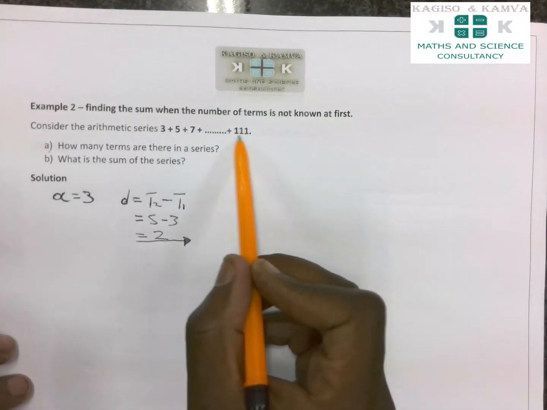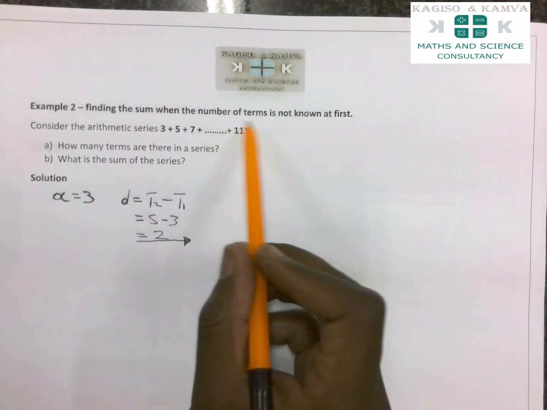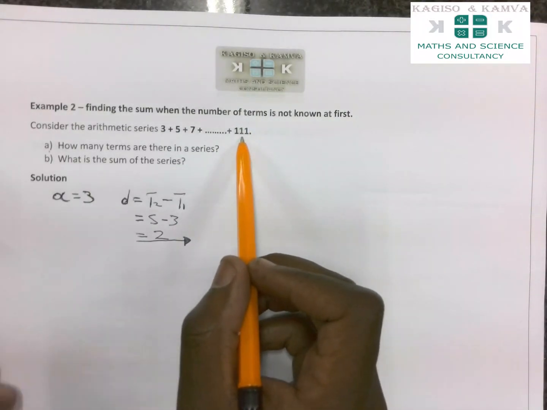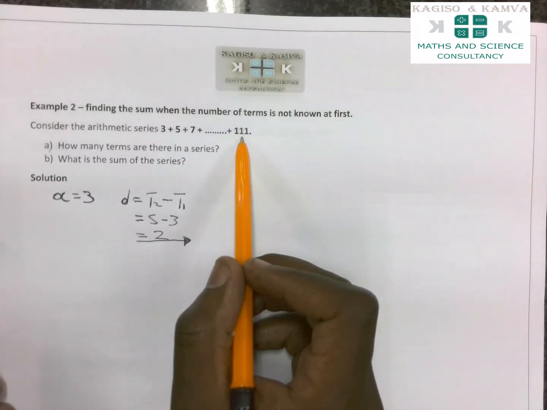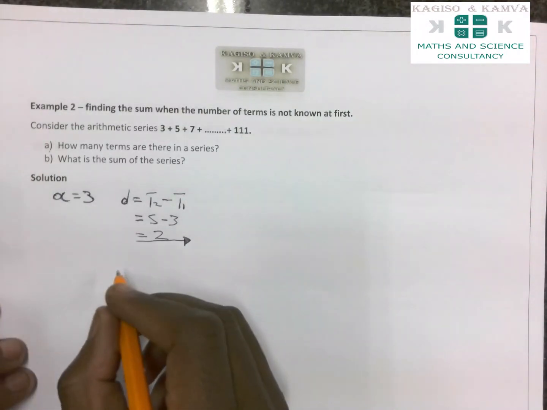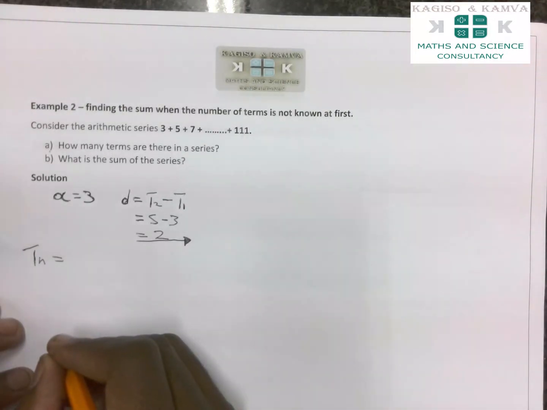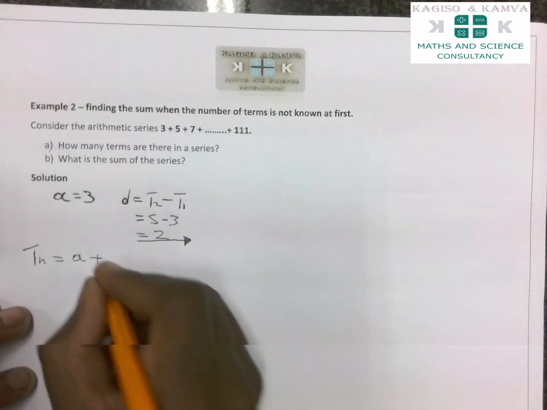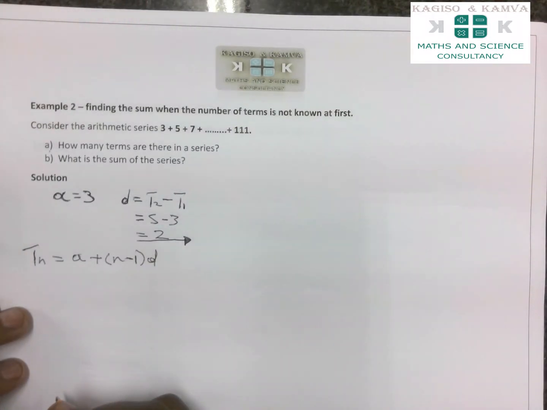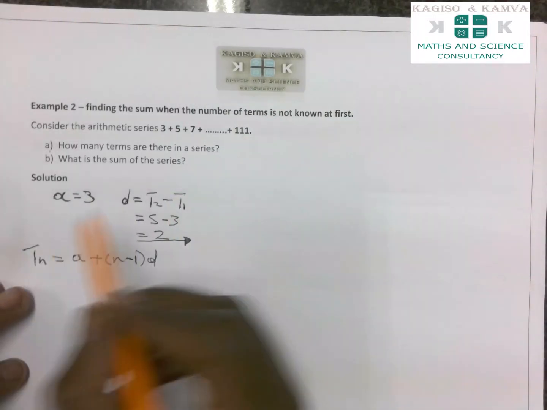But now we know the last term, but we do not know the number of terms. So we have to find the number of terms. Now we are not going to be using the sum of the arithmetic sequence formula, but we are going to use the general term formula. So how do we use it? That will be Tn is equal to a plus (n minus 1) d.